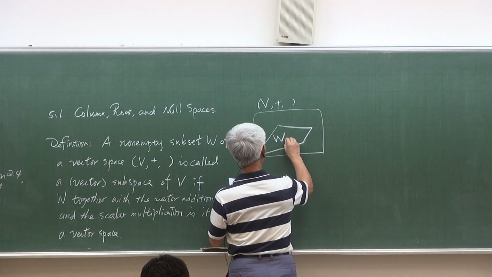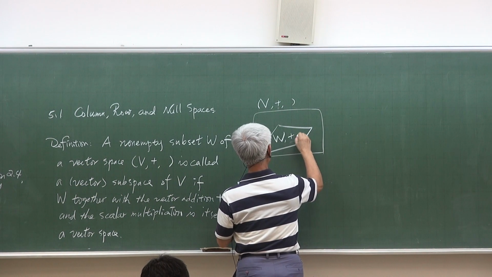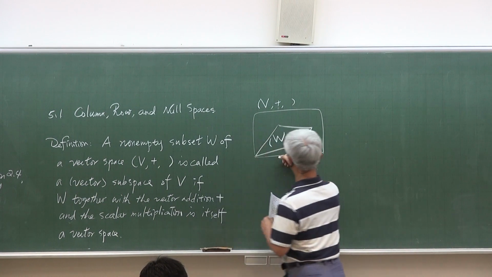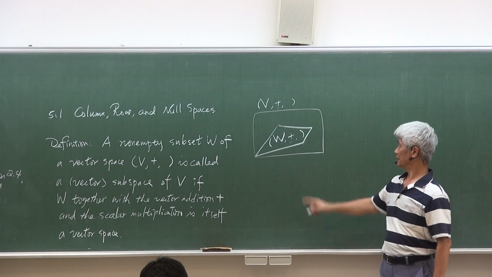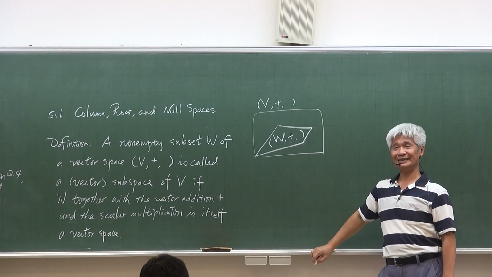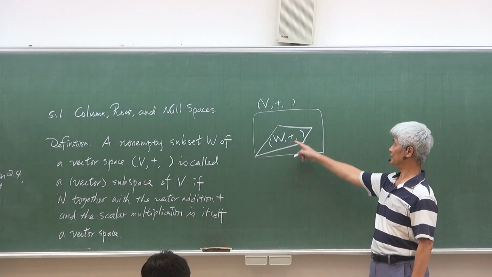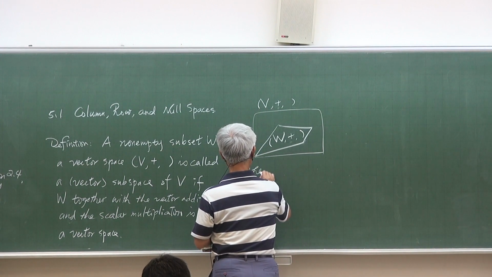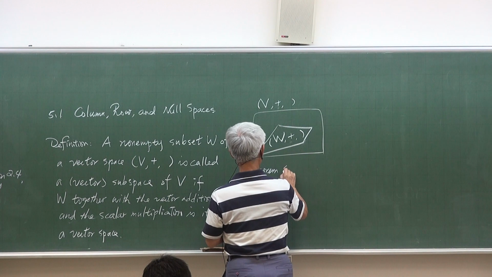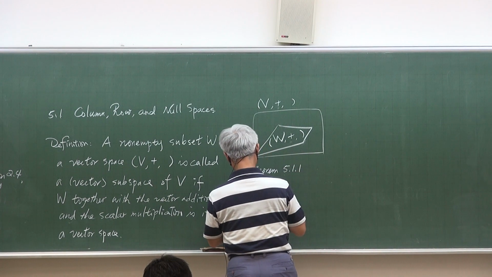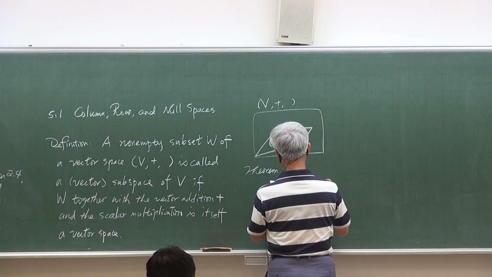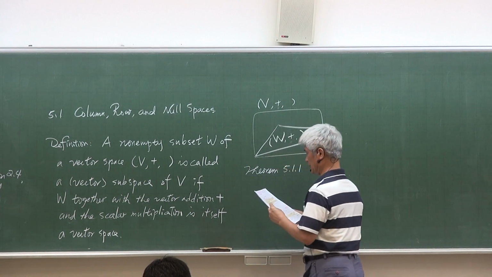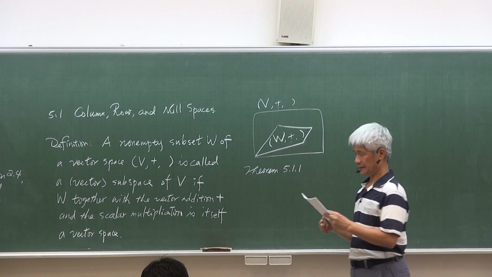So we can write it this way: plus and the same scalar multiplication, if W is a subspace. Okay. So now an immediate theorem is needed to justify whether or not a subset is a subspace or not.